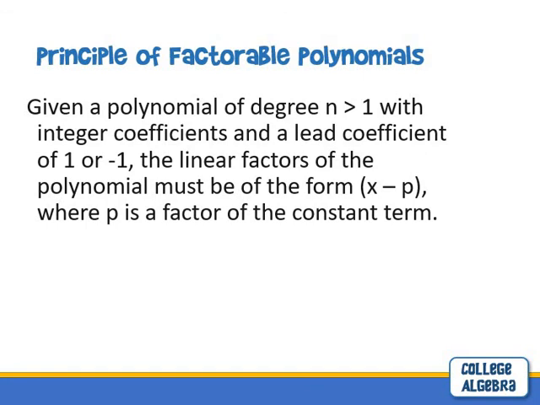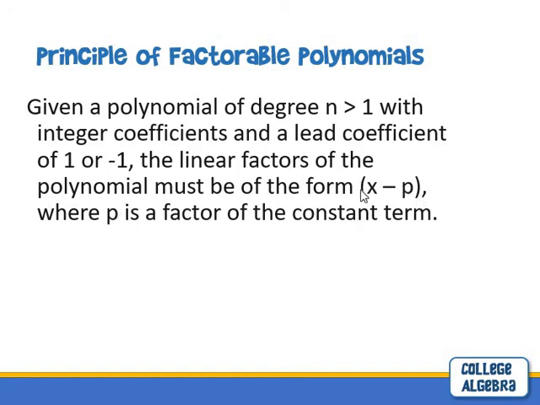Okay, let's keep going a little bit more on this video. Let's see the principle of factorable polynomials. Given a polynomial of degree n greater than 1 with integer coefficients of positive and negative whole numbers or 0, and a lead coefficient of 1 or negative 1, the linear factors of the polynomial must be of the form x minus p, where p is a factor of the constant term.